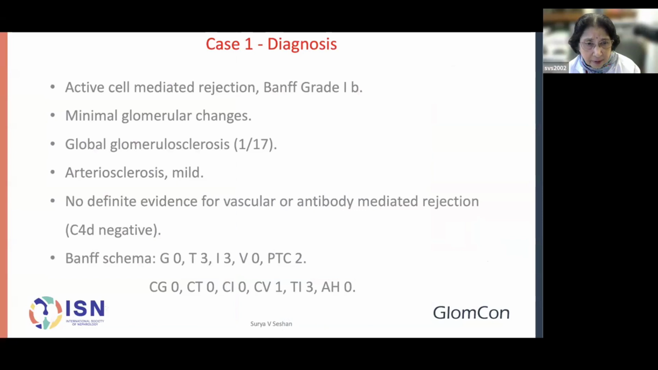So this is a typical example of active cell-mediated rejection, BANFF grade 1B, which is assessed by the degree of tubulitis and extent of the inflammation. Glomeruli were fairly normal, and these are the BANFF gradings, which have been tested and validated clinically over many, many years. So the high-grade tubulitis and interstitial inflammation is depicted here.